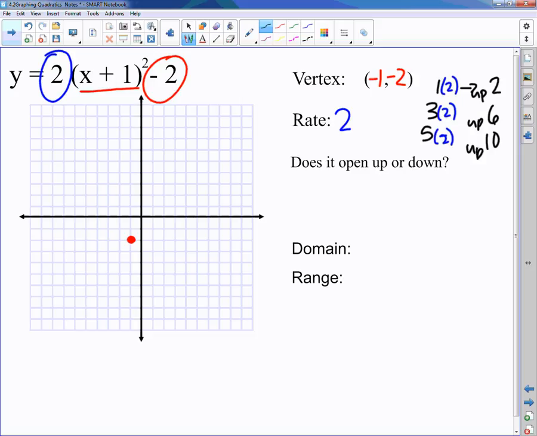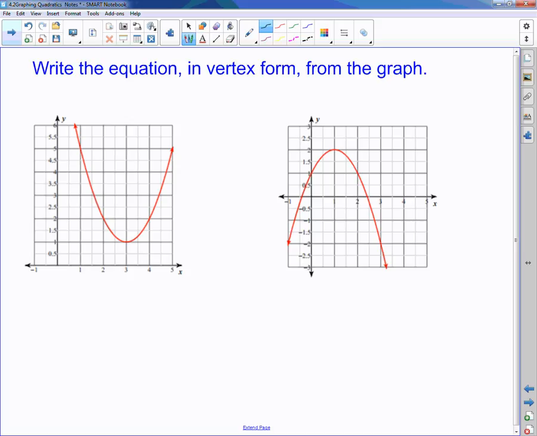So start at the vertex, and from the vertex, go up 2 over 1 and plot a point in both directions. Then from there, go up 1, 2, 3, 4, 5, 6 over 1 in both directions, and that looks like all that's going to fit on this graph. Connect your points, make sure you draw arrows so you know that the parabola keeps going, and that's how you graph a parabola from vertex form using transformations.